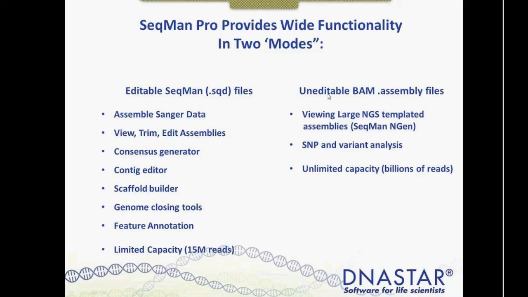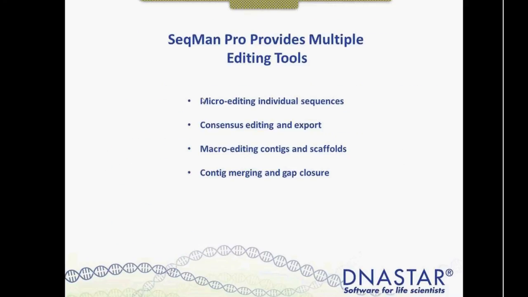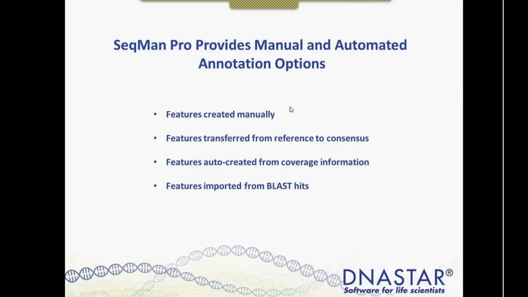So we'll think of this in two different modes, and I'll show this a little bit more in SeqMan Engine. We're going to focus most of today on the editable version of the SeqMan file. And so the editing tools, and I'll try to go through these in the software: micro-edits, which are individual bases within individual aligned sequences, or micro-editing in the consensus, making human corrections on bases, and then more wide-scale editing, contigs and scaffolds, and then merging contigs together. And there's lots of different options within these workflows. Then we'll move on to some of the annotation options.